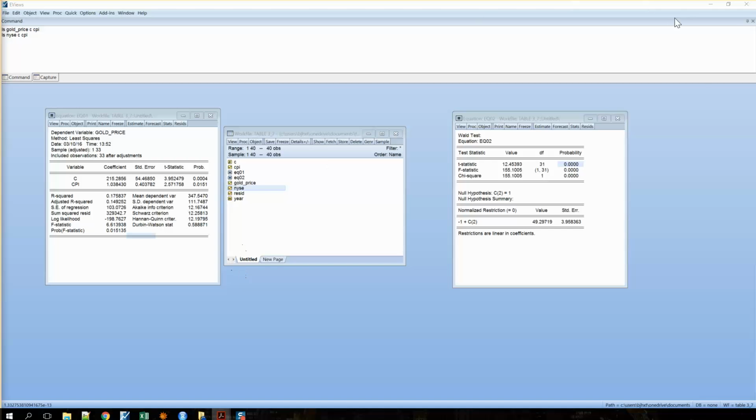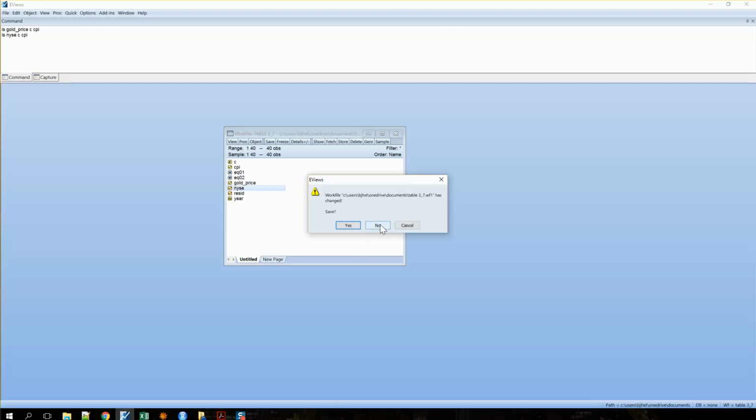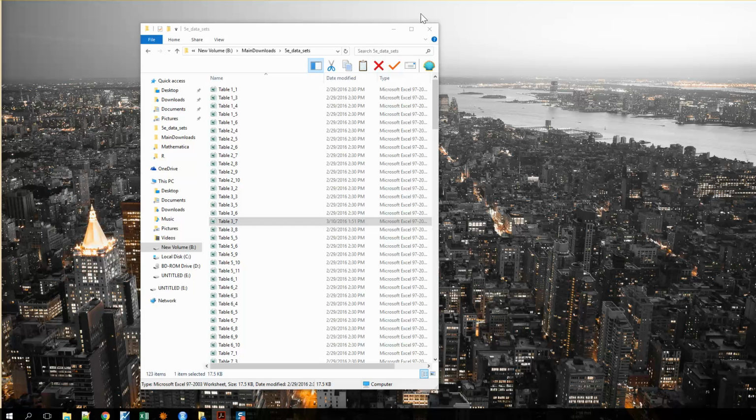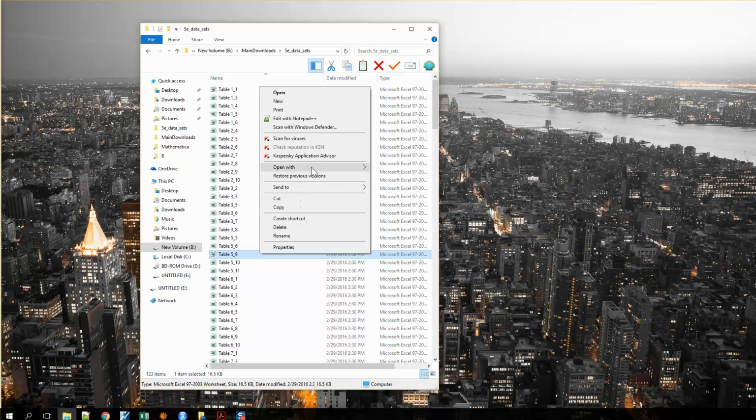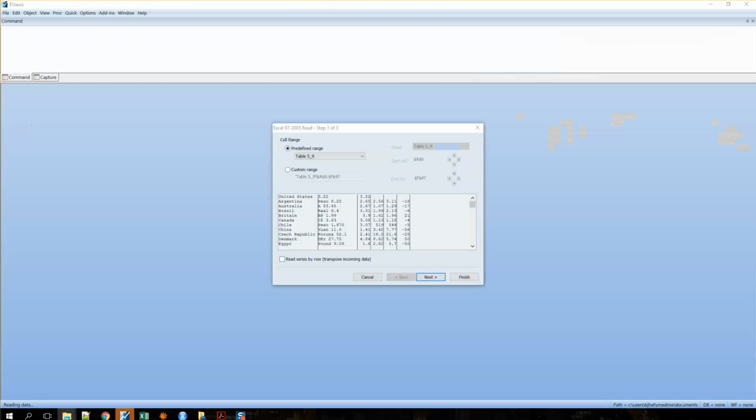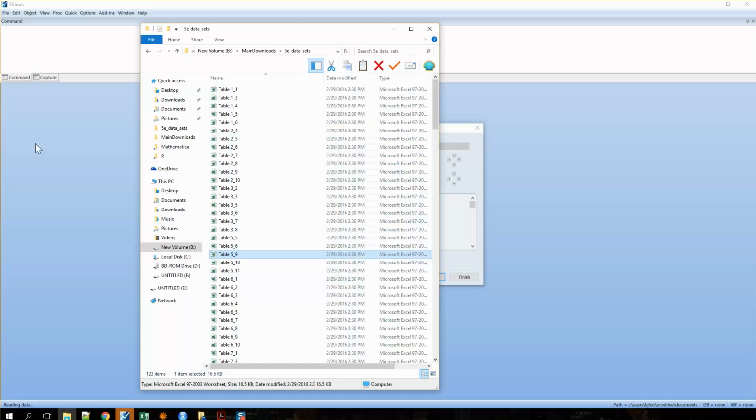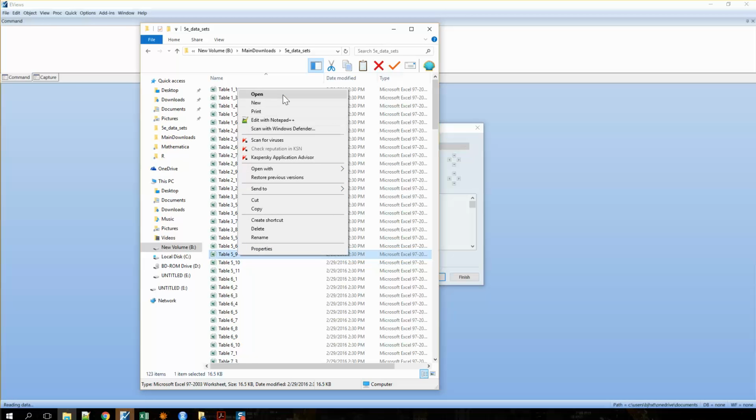Okay, so moving on to the next problem, which is 5.16, which is about the Big Mac index. We're using table 5.9 in this case. So we do the same thing. Open with EViews. Go ahead and open it with Excel as well.